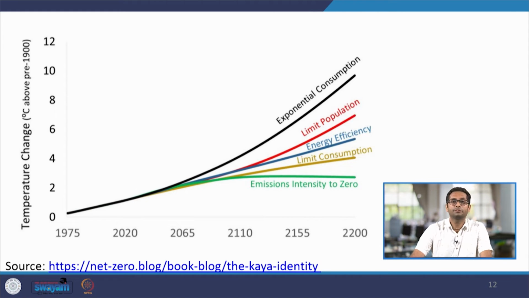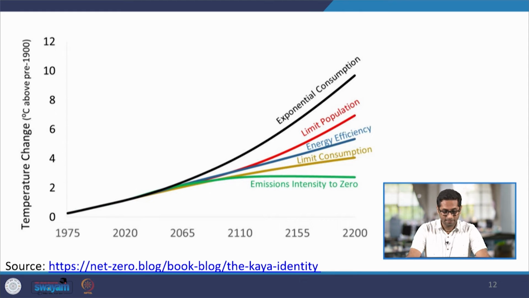Now comes the first strategy. If we limit the population, we increase the education, we increase the GDP of the population, which means the families will become much more educated, the family size would decrease, the population would also decrease.